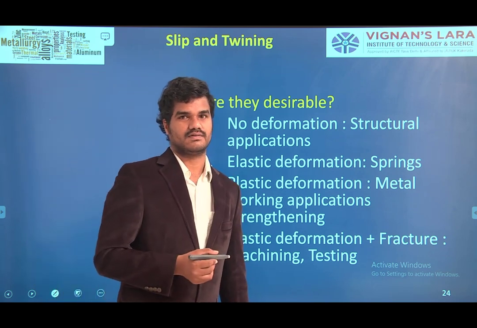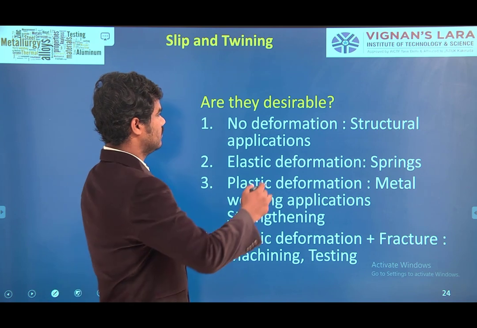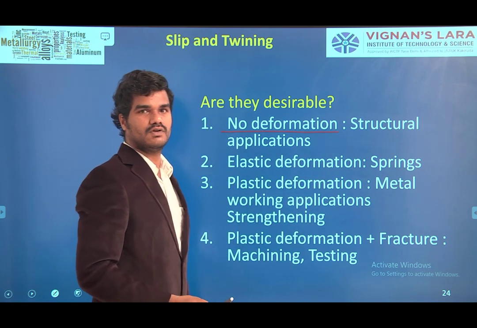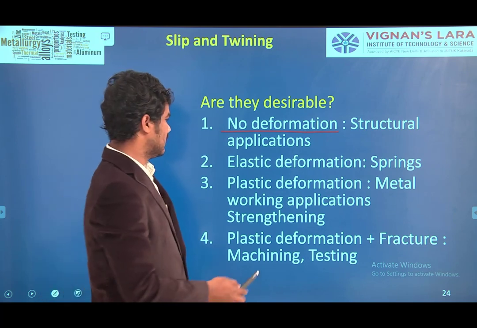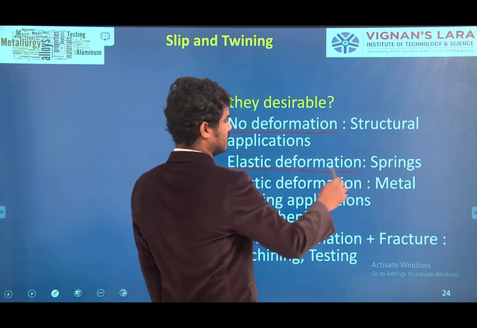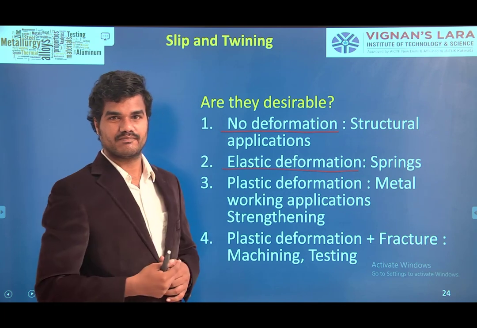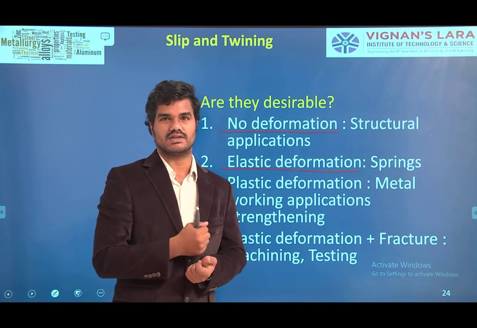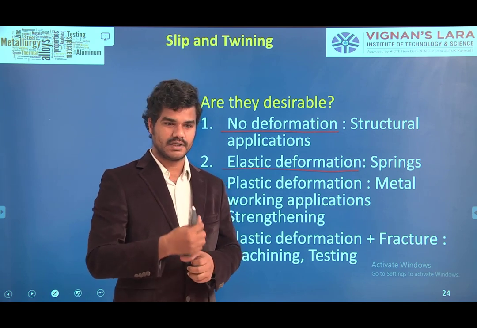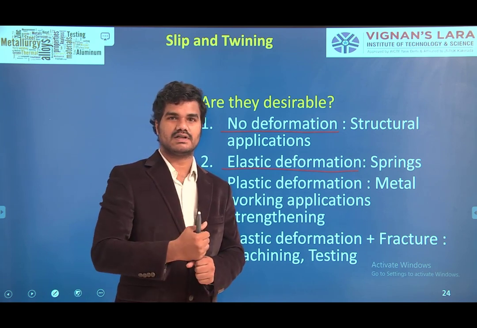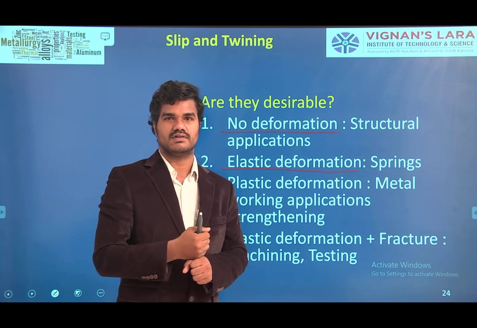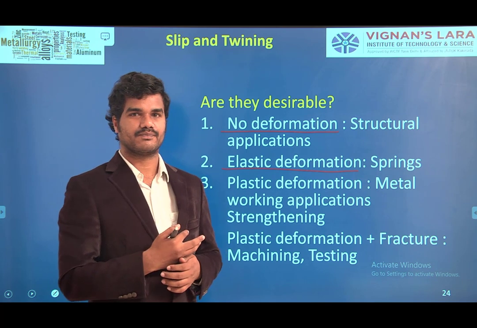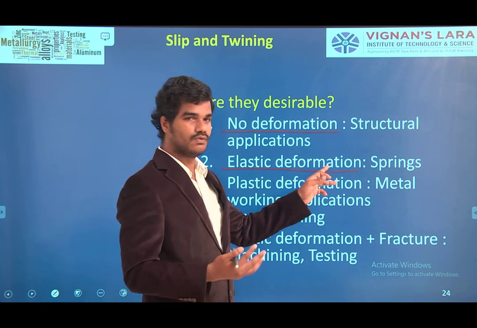It has to be. Okay. So no deformation. You will talk about structural application. And elastic deformation is important in springs. If you take a spring, that elastic deformation you want in the springs. If the spring is not compressing and not coming back to its original position, so many applications will fail. Okay, this elastic deformation you want in the metal.